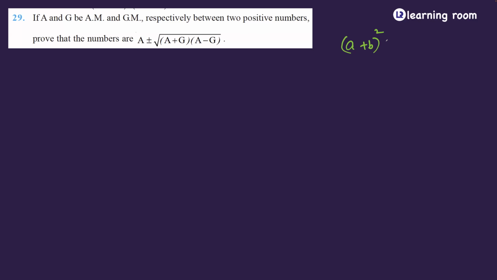A plus B the whole square is equal to A minus B the whole square plus 4AB, or A minus B the whole square is equal to A plus B the whole square minus 4AB. You need to remember them. These are things built in your 9th grade. You have to use those logics here.